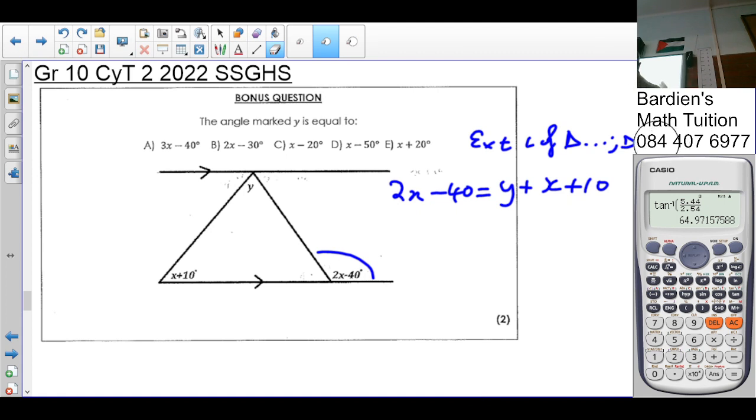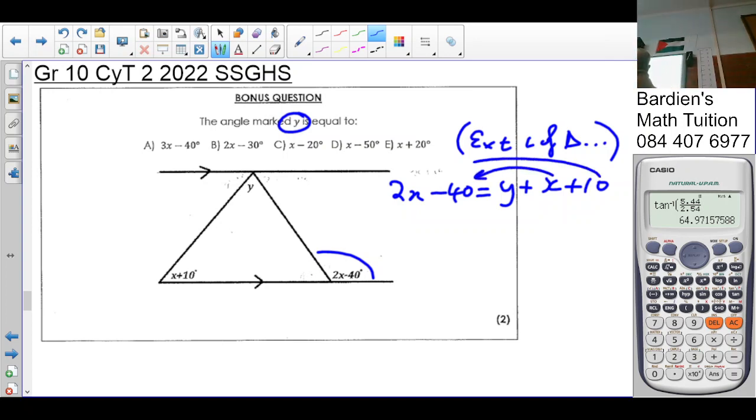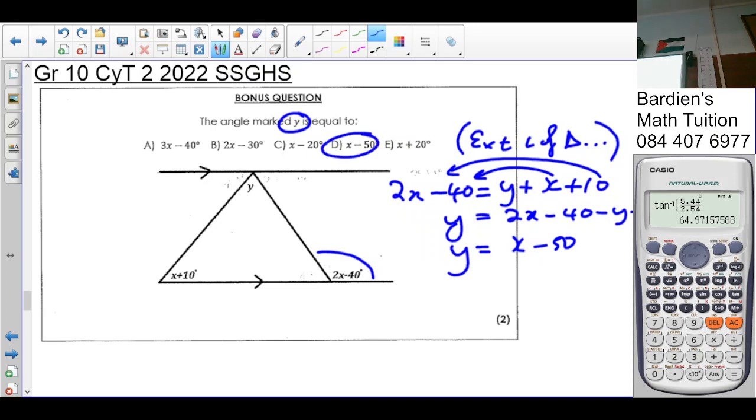Did we have to write the reason and all of this down here? No. You're just going to select the letter there. I'm just writing here to say what theorem I'm using. They want you to write what y is equal to. So we must make y the subject of the formula. So y is equal to 2x minus 40 minus x minus 10, which gives you x minus 50, which makes the answer D. Okay.